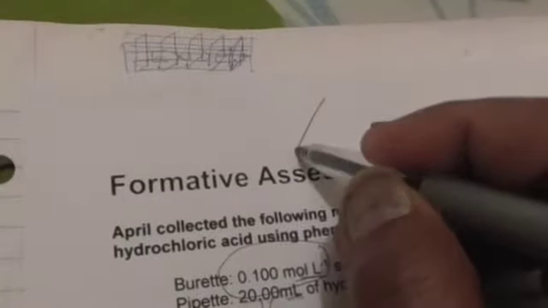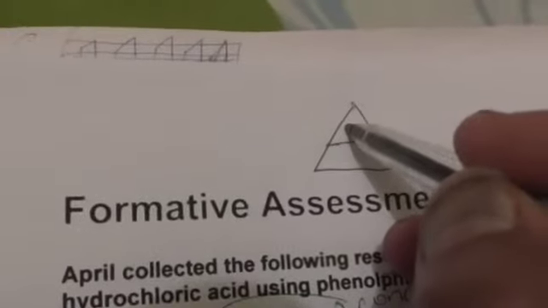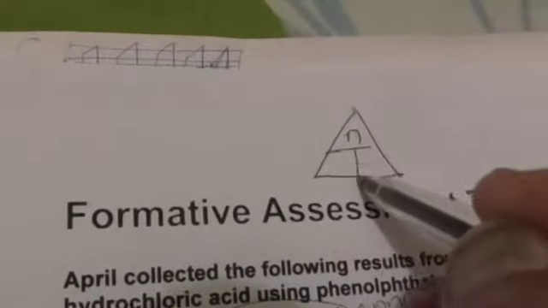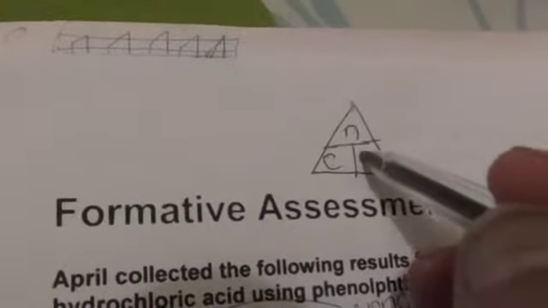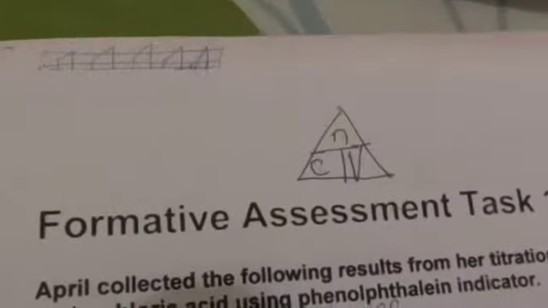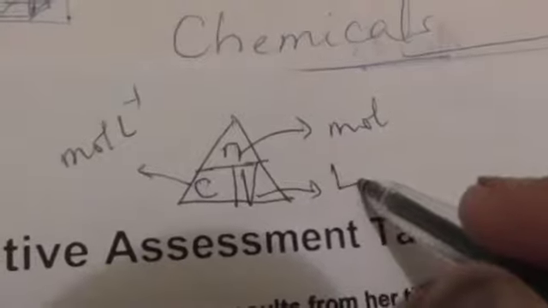Now before I start, what I will always recommend you do is, you have your little calculation triangle, all right? So you have n, which represents the number of moles, a lowercase c, which represents concentration, and an uppercase V, which is volume. All right. So your n is going to be in moles. Concentration is in mole per liter. And your volume is always in liters.